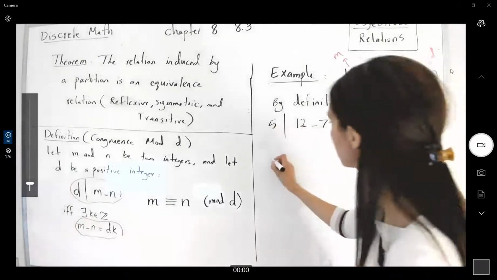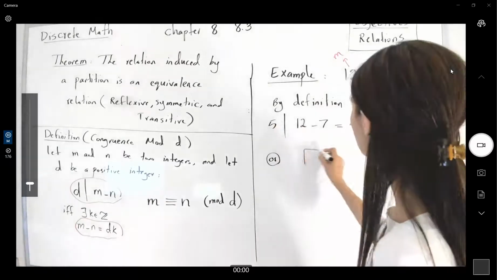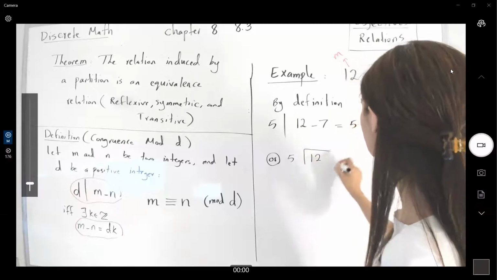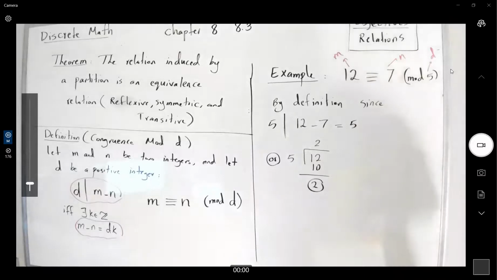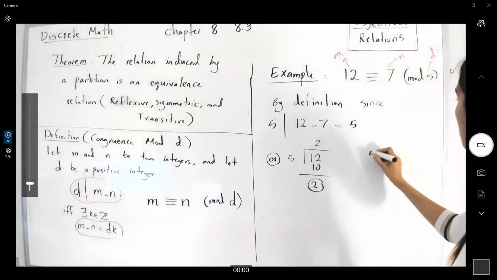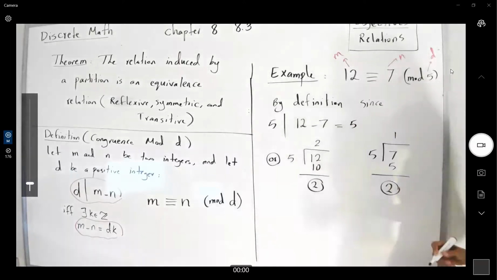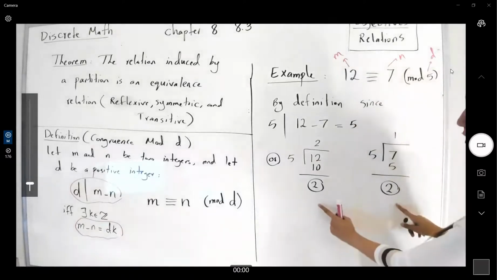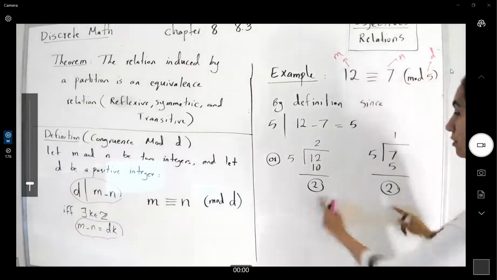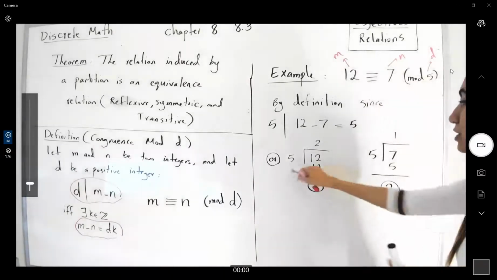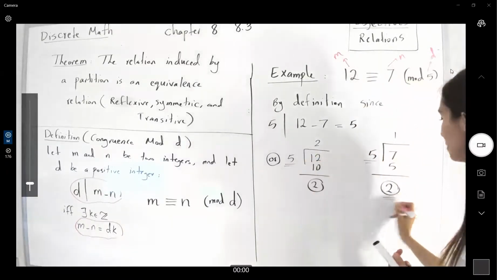Or you have this case. If I divide 12 by 5, the remainder is equal to 2. If I divide 7 by 5, the remainder is equal to 2. So this is another approach verifying that 12 is congruent to 7 mod 5. They have the exact same remainder when we're dividing both of these by 5.